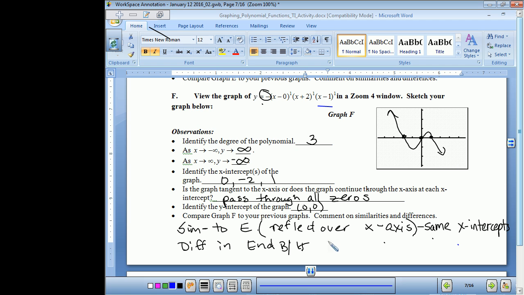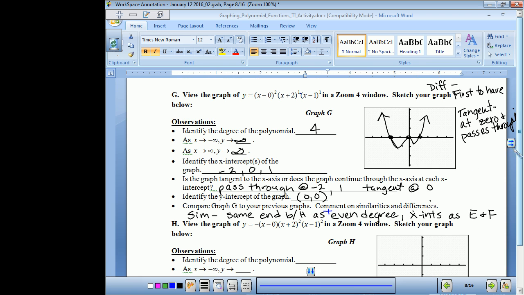So this one's similar to E, it's just that reflection. But we have a different end behavior because of that. We good? All right. G.